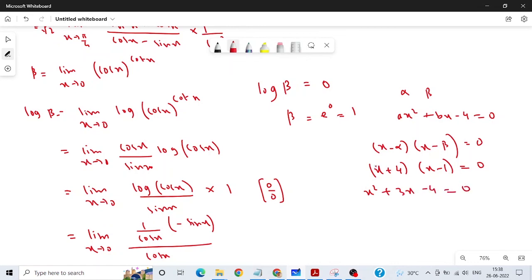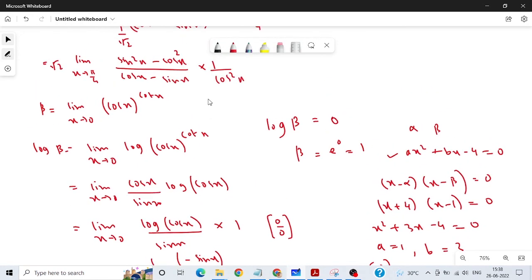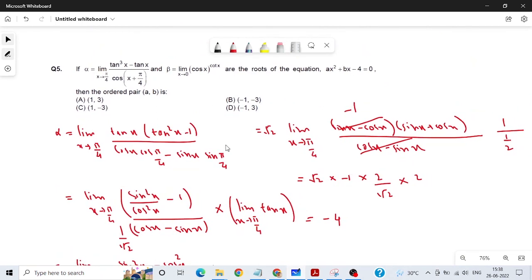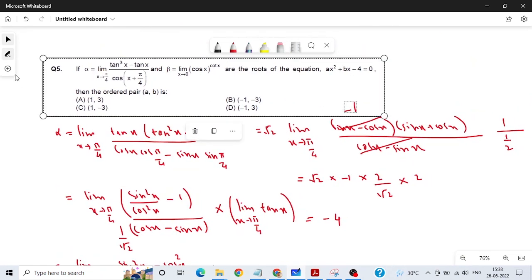Now comparing this quadratic equation with the given quadratic equation in the question, by comparison the value of a is 1, and the value of b, it's a small b, sorry, the value of b is 3. So option A is correct. Let's see the question. Okay, so option A is correct. Yeah, thank you.